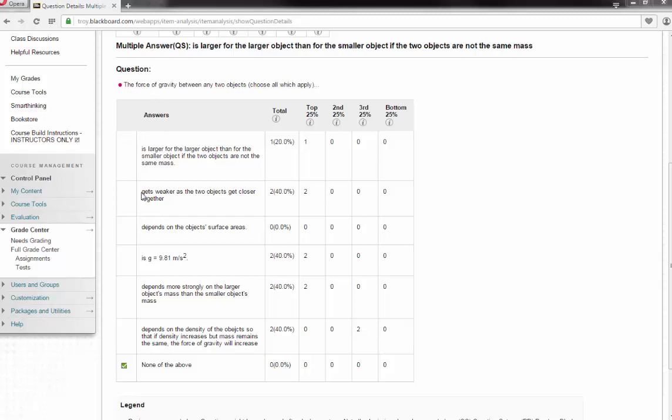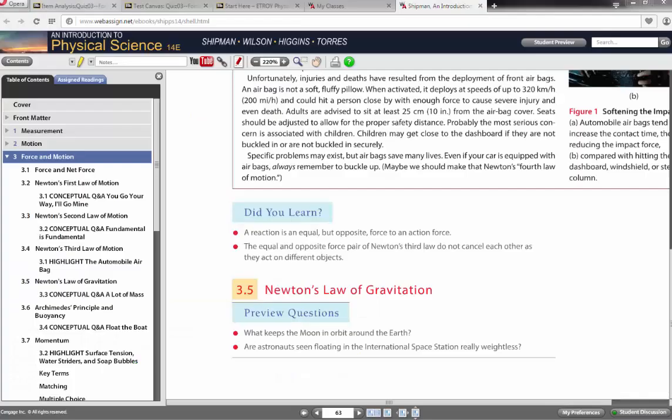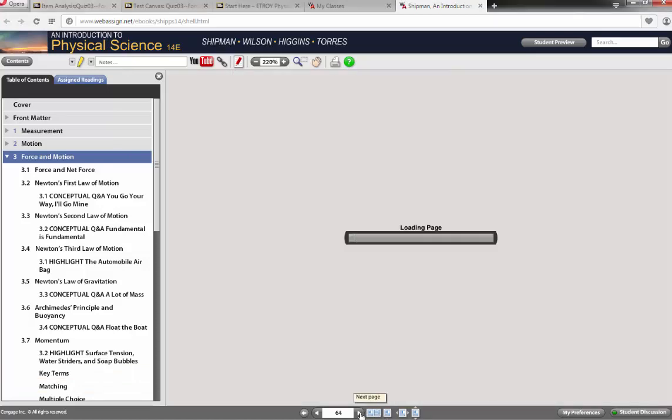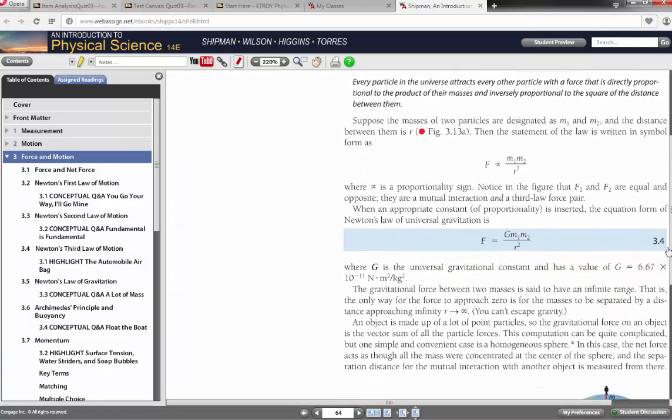Okay, our second option says that the force of gravity between two objects gets weaker as the two objects get closer together. So let's go ahead and look at Newton's law of gravitation. And in fact, what we want is this equation right here. Force equals G m1 m2 over r squared. So as they get closer together, what does that have to do with this equation? Well, the r in this equation is the distance between the two objects. So if the two objects are getting closer together, r is getting smaller. And you can see if r gets smaller, then F is going to get bigger.